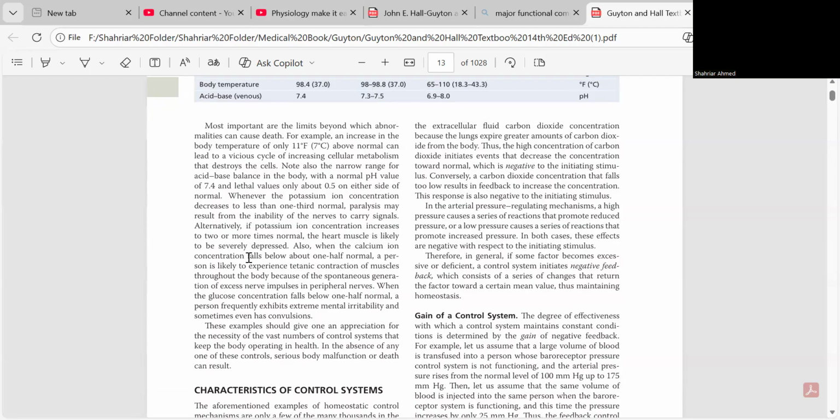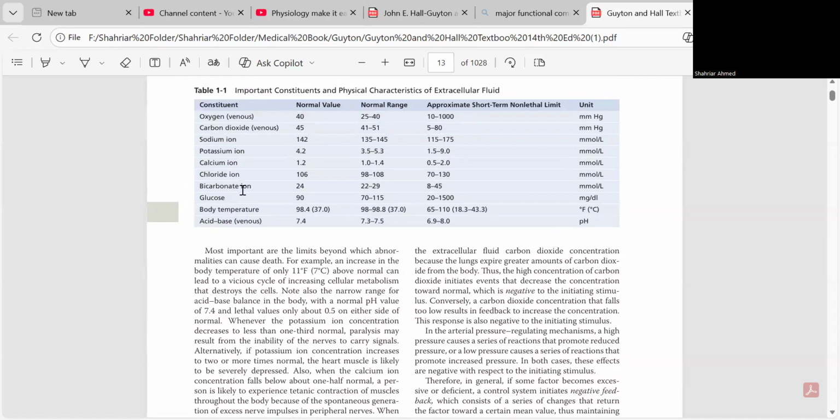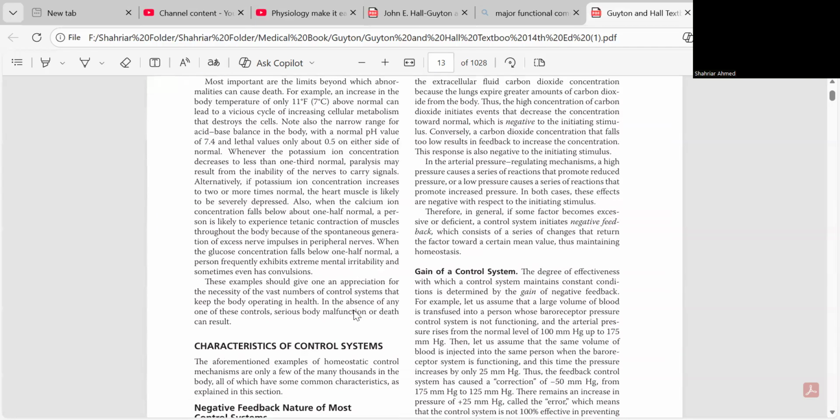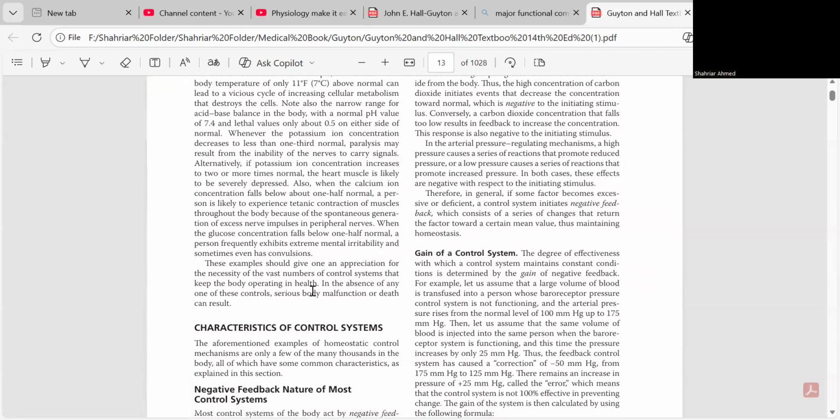Also, when the calcium ion concentration falls below about one half normal, the person is likely to experience tetanic contraction, that is called tetany. Calcium ion concentration average is 1.2. If it is less than 0.5 or 0.6, tetany will happen because of the spontaneous generation of excess nerve impulses in the peripheral nerves.